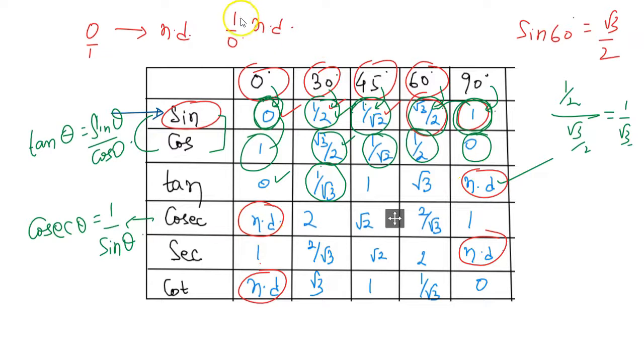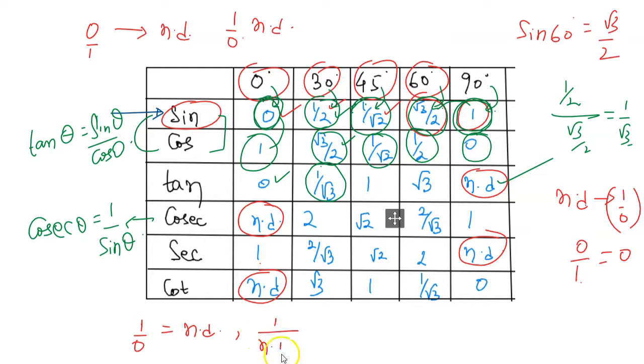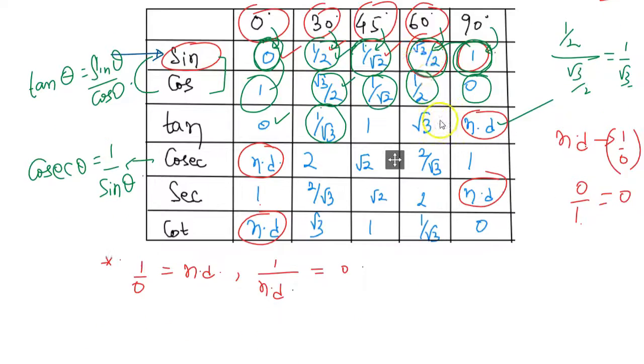On the other hand, if you have not defined and you reciprocate, not defined means it is 1 by 0. So if you reciprocate, it will be 0 by 1 and that's going to be 0. So 1 by not defined is 0, right? Let me fill this table and it will make more sense.